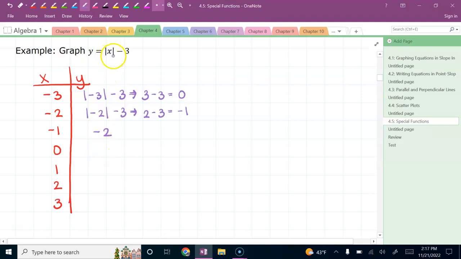When I put a 0 in, you're going to have 0 minus 3, which is -3. Now when I put 1 in, it's going to look very similar to that -1, because the absolute value of 1 is just 1. -3 is going to get us back to -2. When I put a 2 in, I'm going to get -1. And a 3, I'm back to the absolute value of 3, which is 3, -3, which is 0. So these points that I'm highlighting, these are like your coordinates that you're going to want to graph.